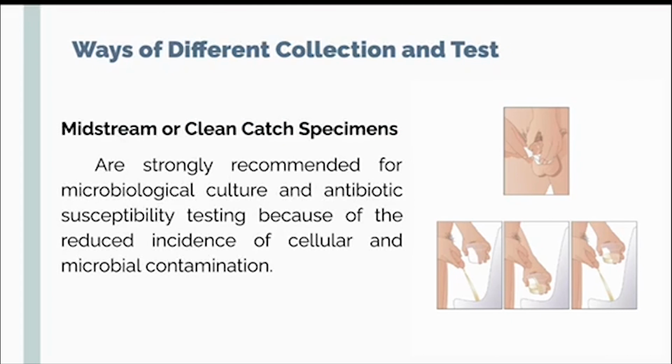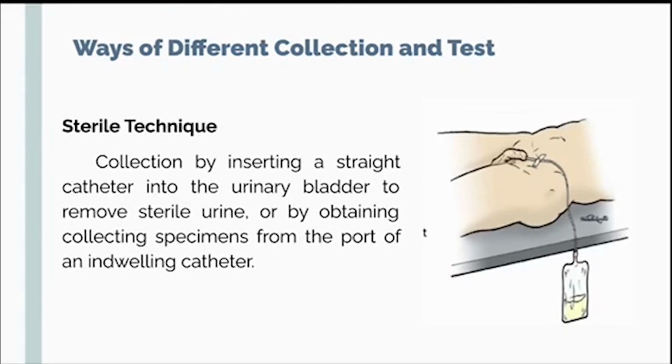It also involves checking the appearance, concentration, and content of your urine. Abnormal urinalysis results may point to a disease or illness. Midstream or clean catch specimens. Strongly recommended for microbiological culture and antibiotic susceptibility testing because of reduced incidence of cellular and microbial contamination. Sterile technique. It's a collection by inserting a straight catheter into the urinary bladder to remove the sterile urine, or by collecting specimens from the port of an indwelling catheter.